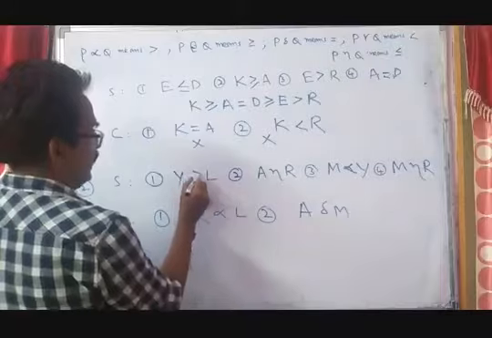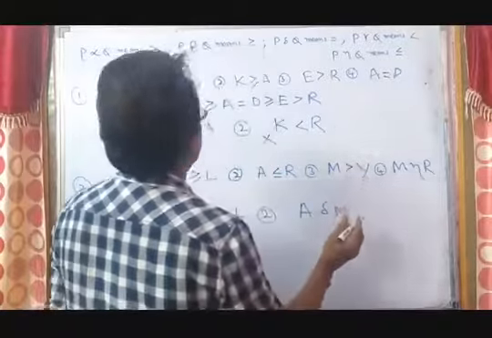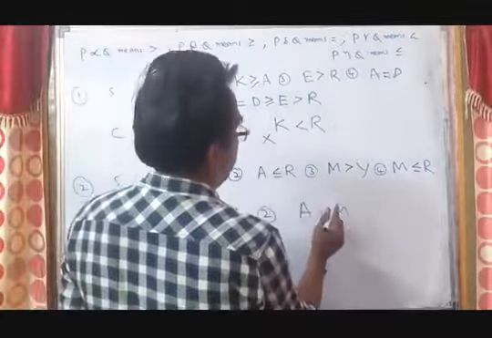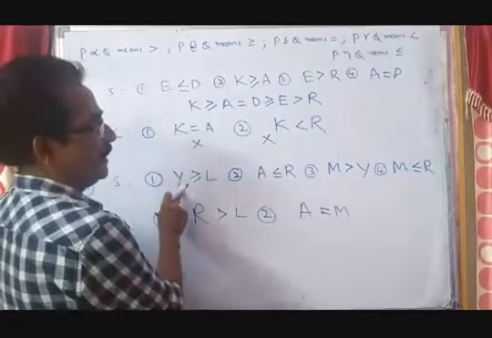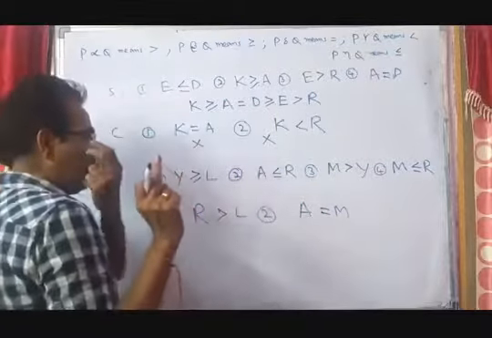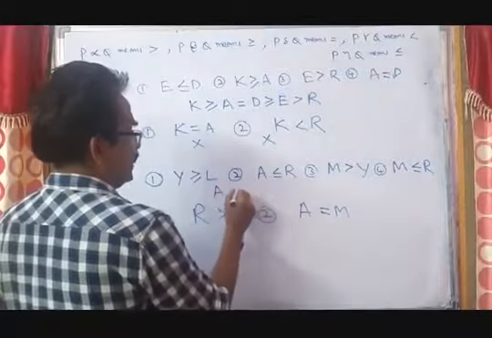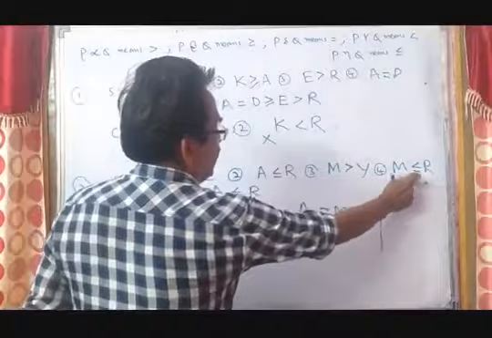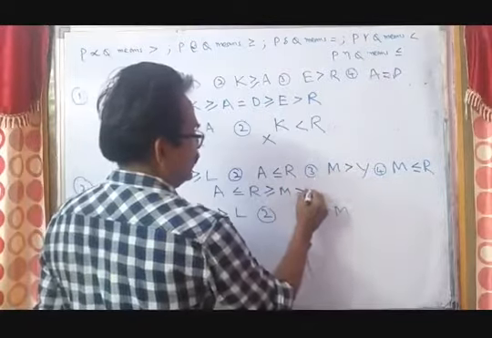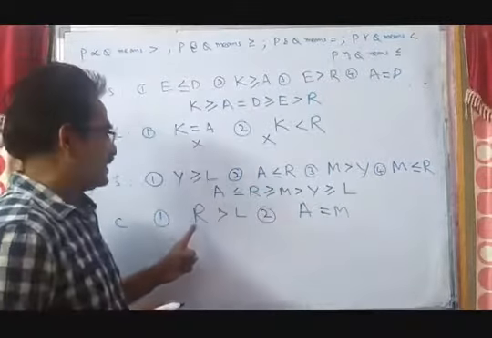Beta means greater than or equal to, beta means less than or equal to, alpha means greater than, alpha means greater than or equal to, delta means equal to. So here only one A is there. Where only one letter is there, you have to begin the statement with that letter. A less than or equal to R. R greater than or equal to M. M greater than Y. Y greater than or equal to L. Now let us see the first conclusion.